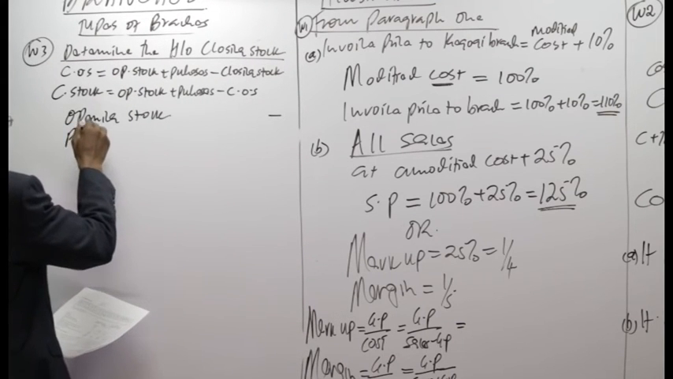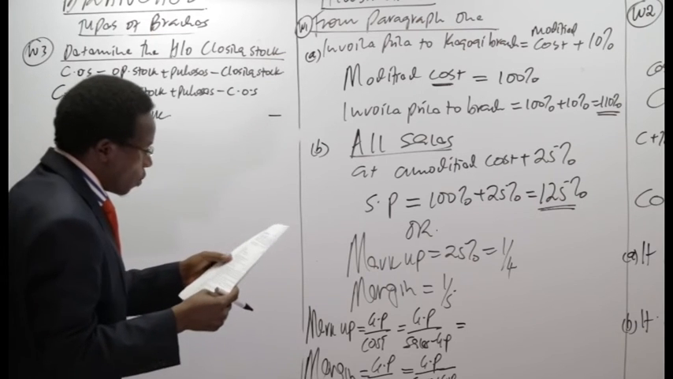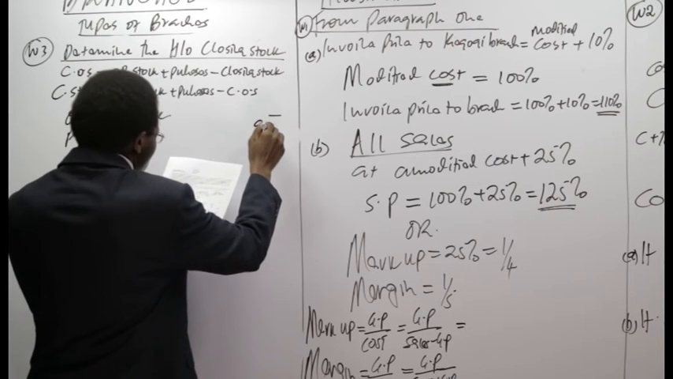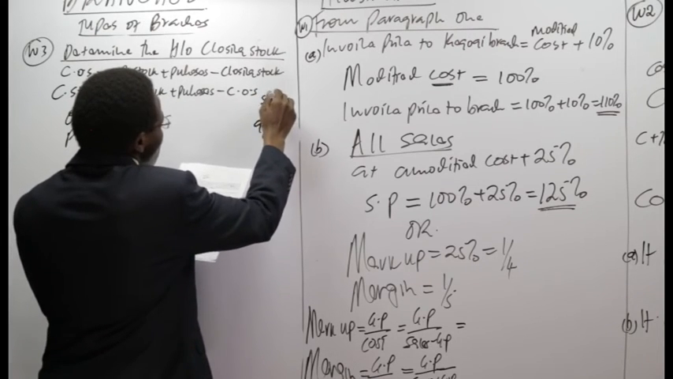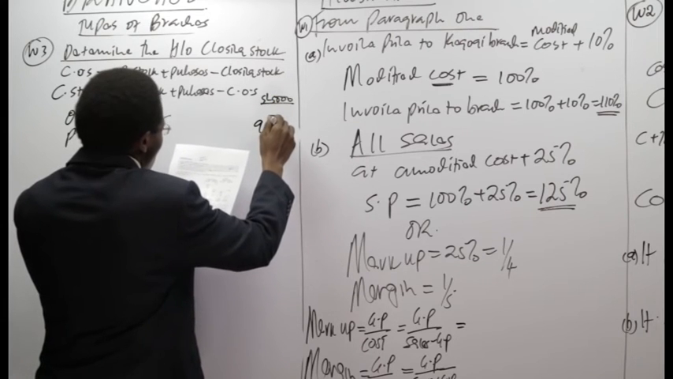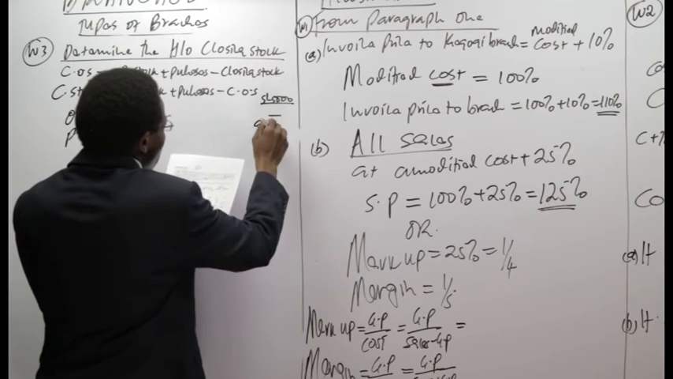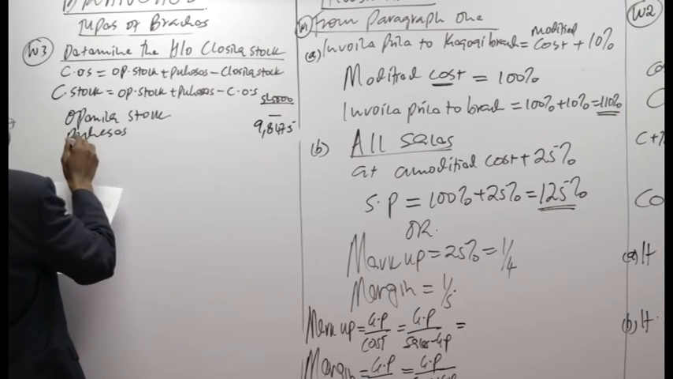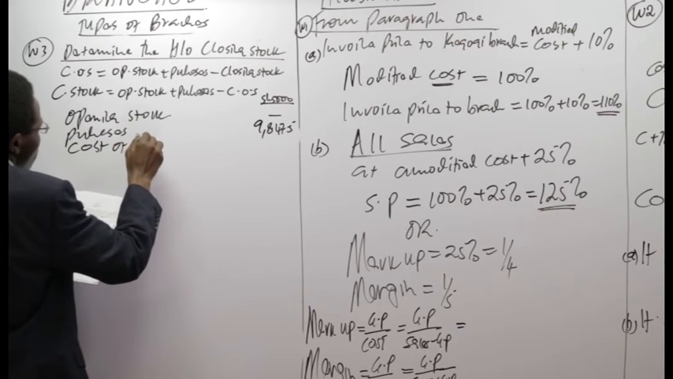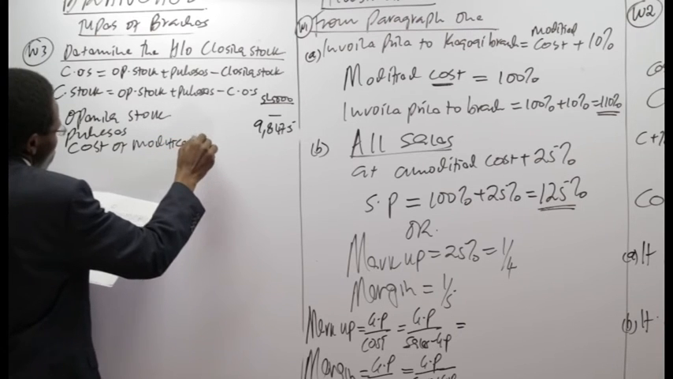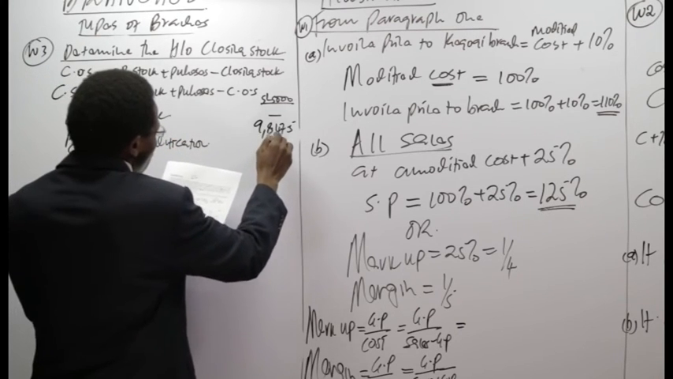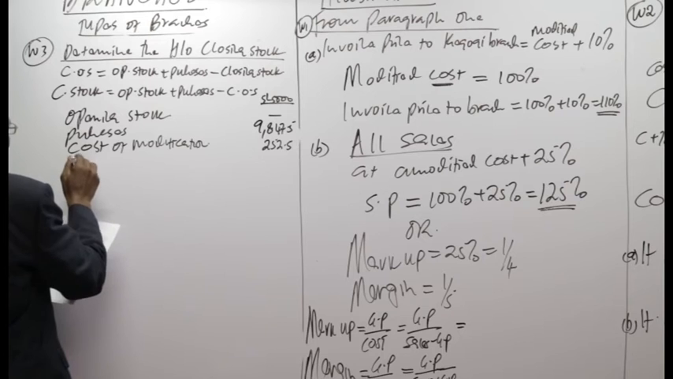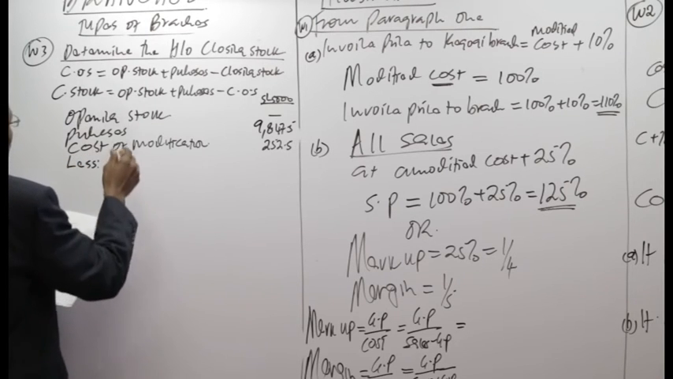So we add the purchases. You move on and realize that purchases given there, friends, is 9,487,000. Our figures are in thousands. For 9 million, that is 847. Then we are going to add modification, cost of modification. The cost of modification is 252.5. Then on that, we are going to less the cost of sales.